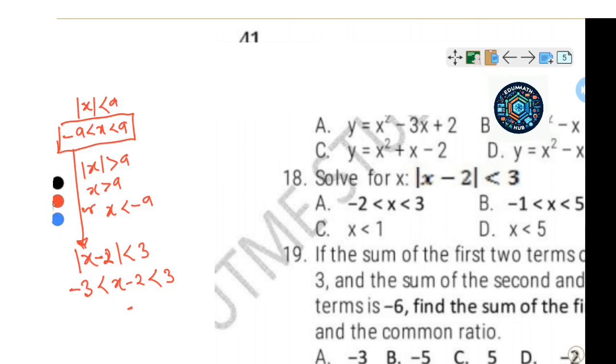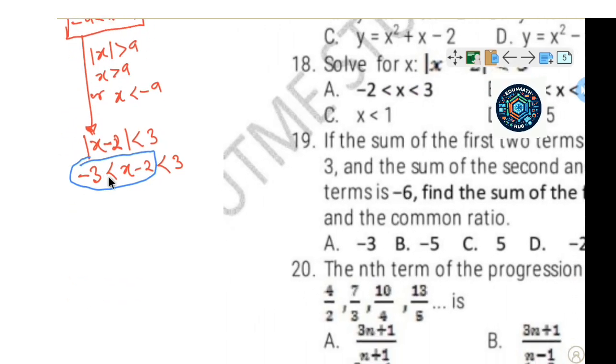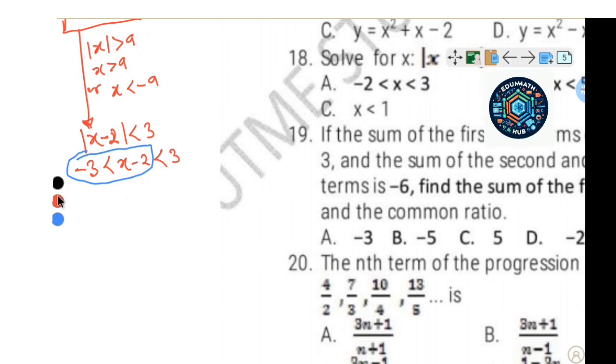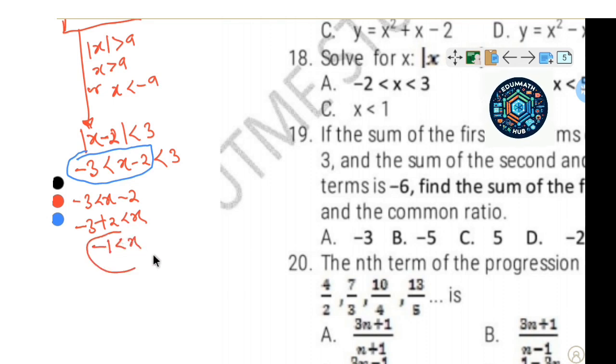So you solve for each part. Let's take the first part. You solve for this part first. You have minus 3 less than x minus 2. So bring this minus 2 to this side. So you have minus 3 plus 2 less than x. This will give you minus 1 less than x. So this is the first answer.